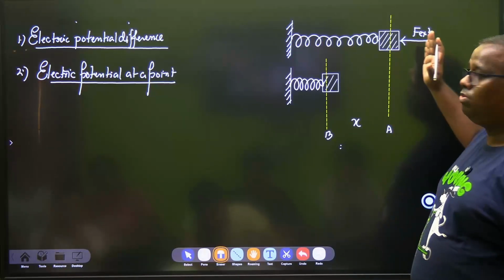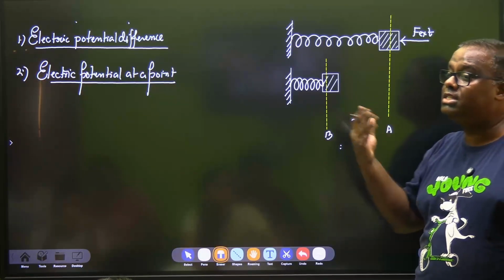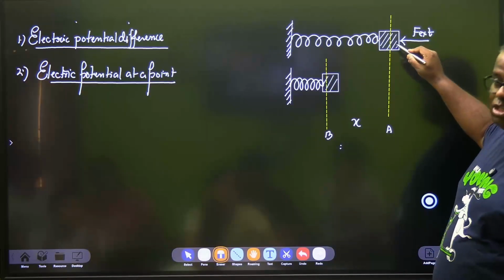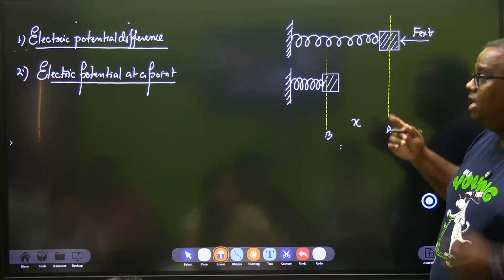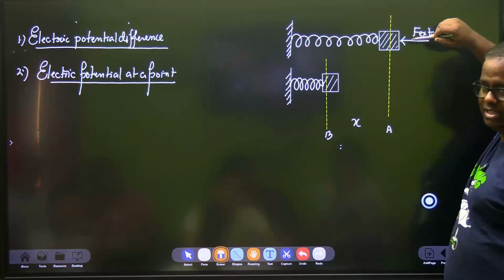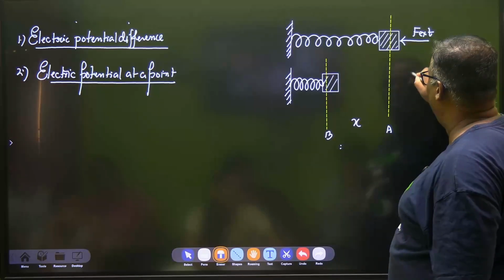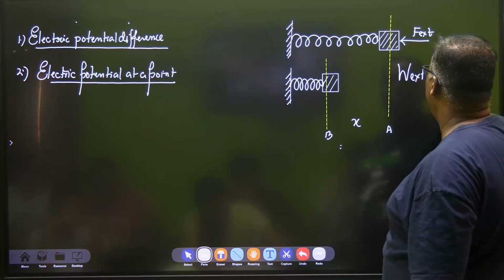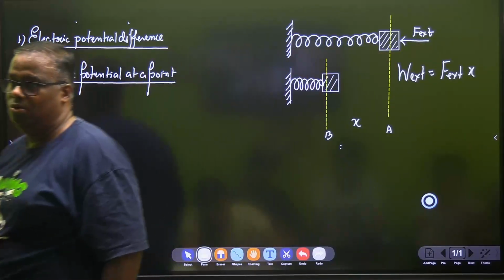Now you ensure that you are applying the force so slowly that you do not exceed the spring force. Your force is equivalent to the spring force. In other words, this body is moving with zero acceleration. Net force acting on the body is zero. Keep this in mind, because we don't want the body to accelerate. When you are moving the body from here to here, you are doing something known as external work. And your external work is the external force multiplied by the displacement that you have moved. Work is force into displacement.